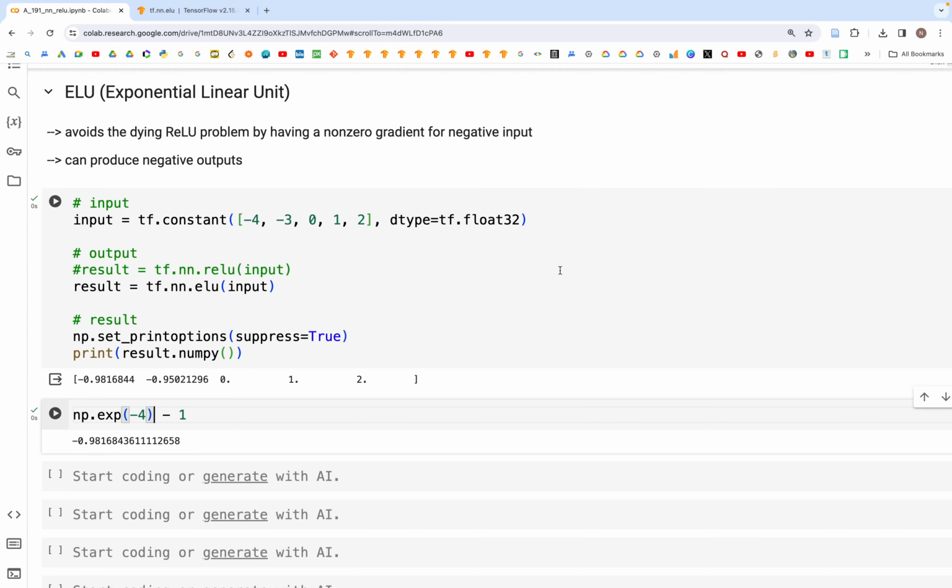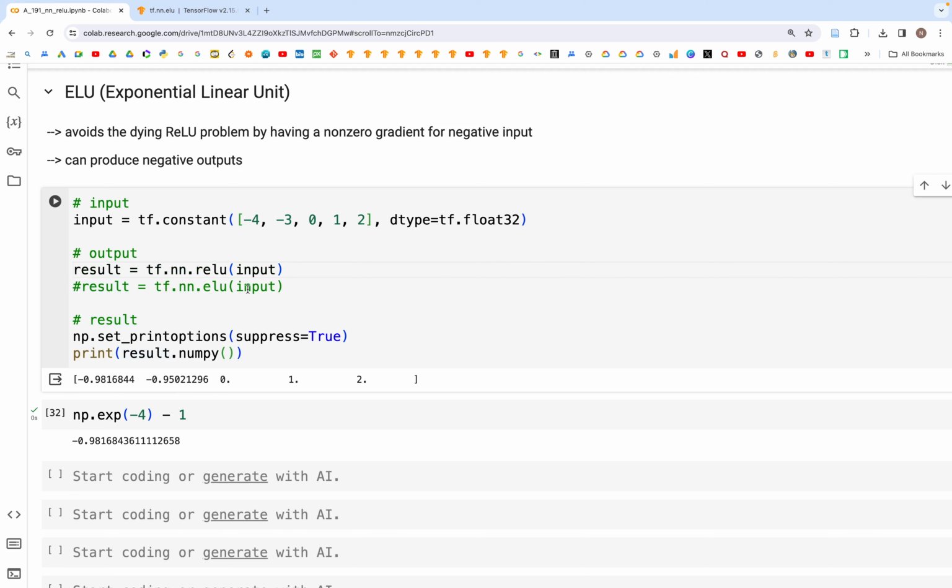Let's look at exponential linear unit. As we have seen previously, if we have just a ReLU function, such as this one, what this will do is it will convert all the negative values to 0. So in the output, we would get 0, 0 for -4 and -3. Rest of the values stay as is.